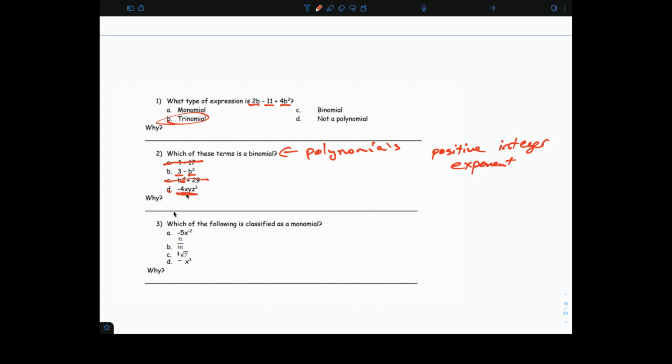And this is a term, but this is what we call a monomial because it's one term. Notice there's not plus anything else. So the only one that makes sense is B.